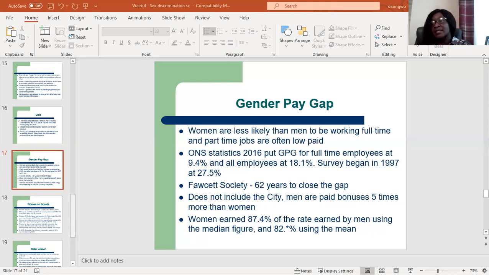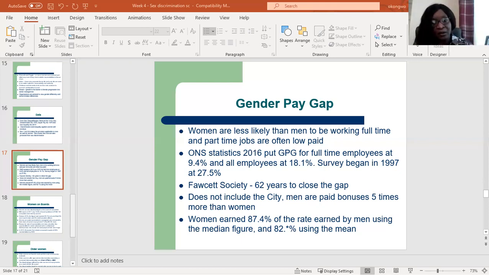So this survey started in 1997. At that point, the gap was at 27.5%. Then the Fawcett Society estimates that it will take us 62 years, at the rate that we are going, to close that gender pay gap. And this figure does not include extremes like the City, where men are paid bonuses 5 times more than women.